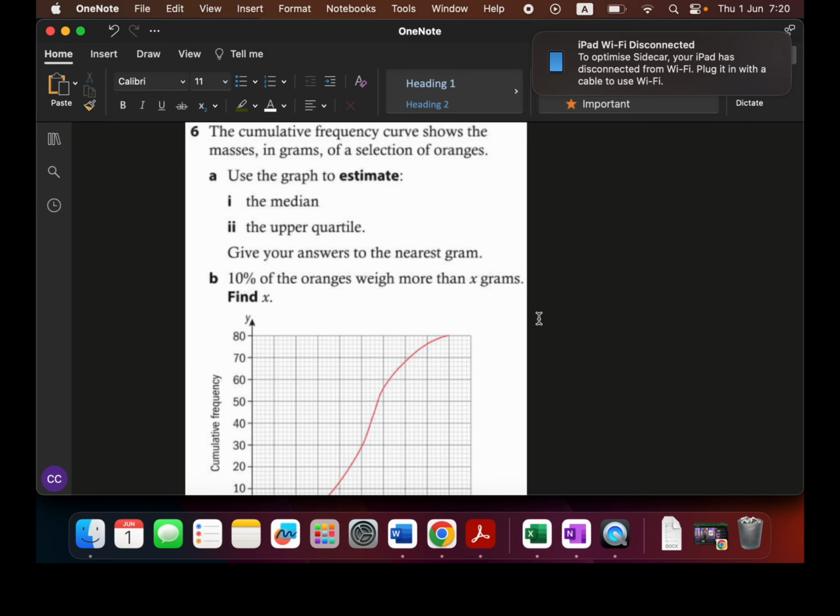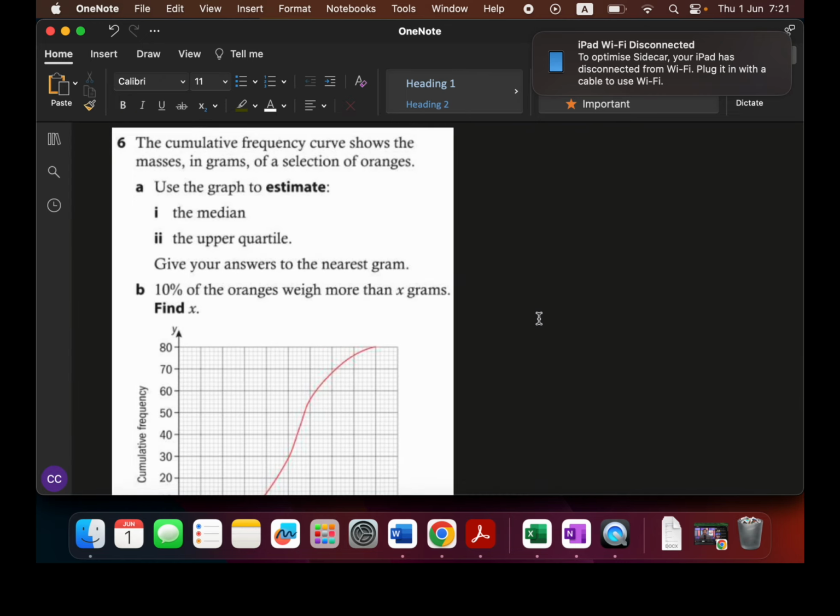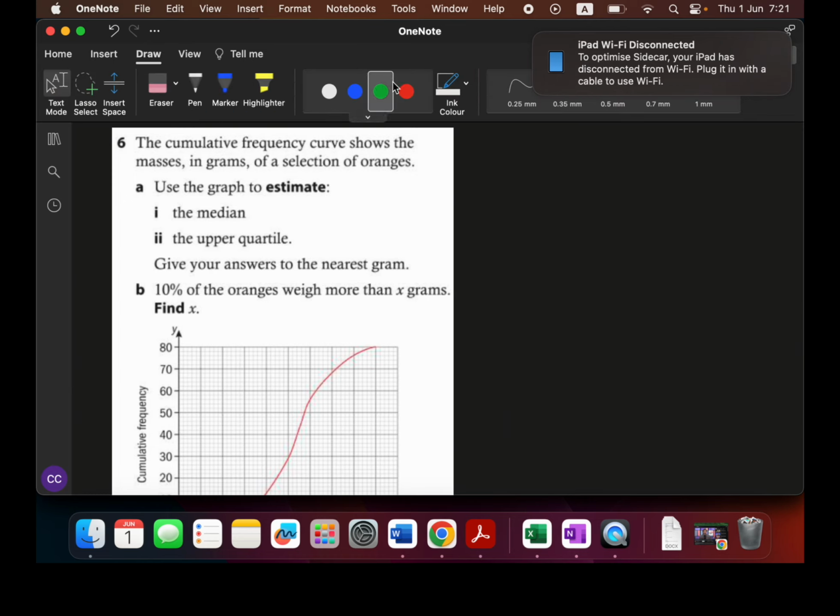Hey, this right here is question 6 on page 5 of this review packet. It says a cumulative frequency curve shows the mass in grams of a selection of oranges. Use the graph to estimate a couple of things. So I imagine that's pretty straightforward and simple.